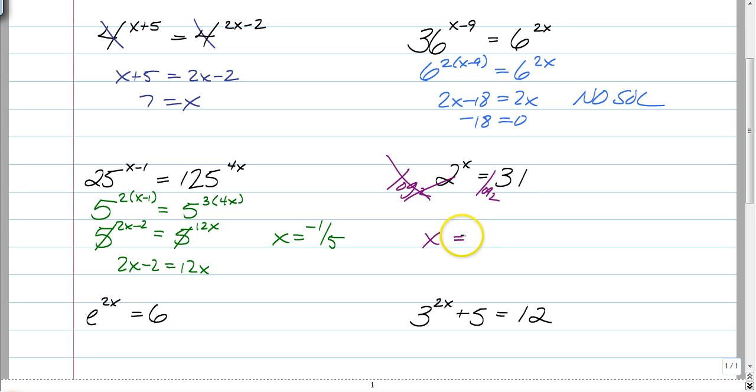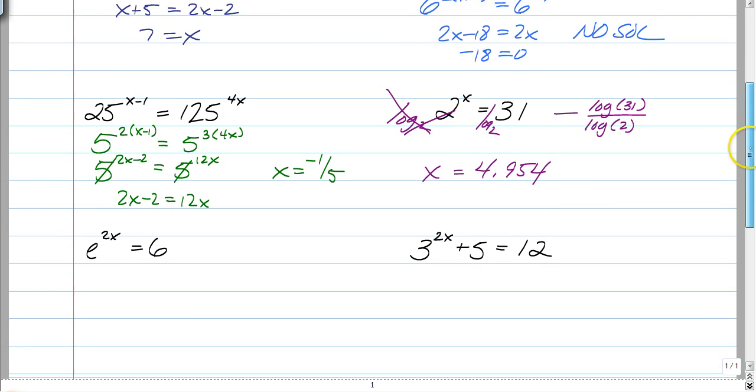So this is where the change of base formula happens, where you need to say that this is the log of 31 divided by the log of the base 2. Type it in your calculator and you're going to get 4.954. Again, as we said earlier, round to 3 decimal places unless you hear me say otherwise.